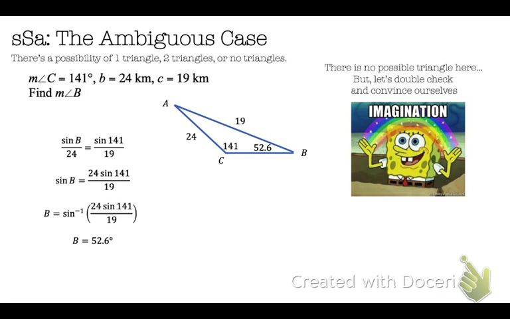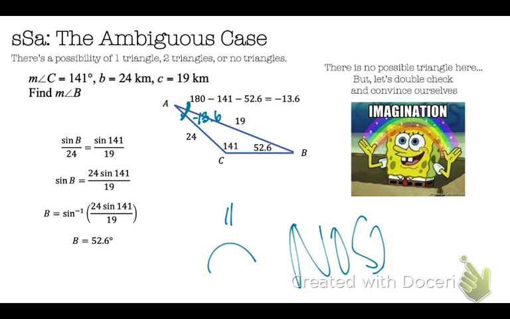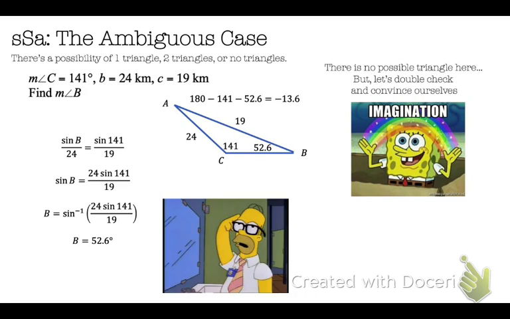But hold up. If I do 180 minus 141 minus 52.6, I get negative 13.6. So that means that this angle right here is negative 13.6. That makes no sense, right? So that means that this is not a triangle.